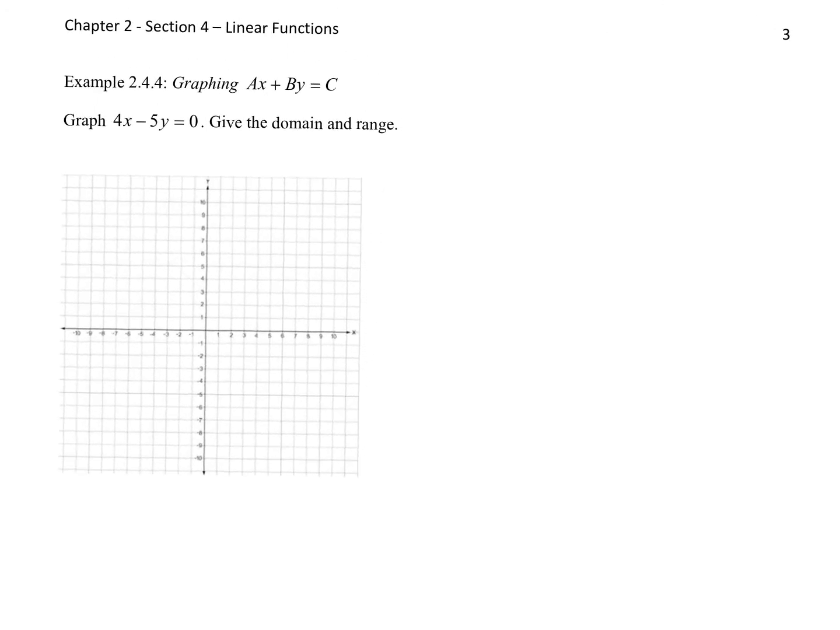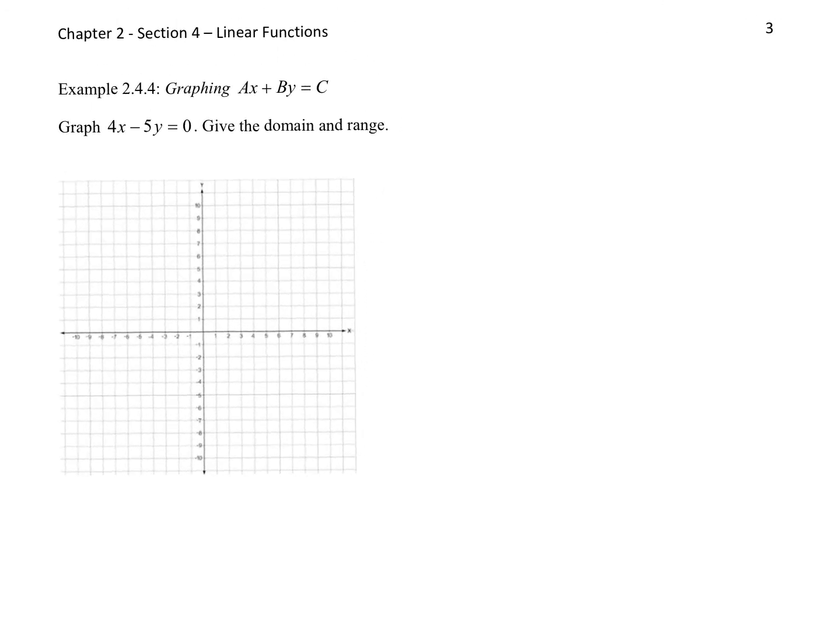The next one's slightly different. It's in what we call standard form. ax plus by equals c is standard form. So I have 4x minus 5y equals 0. It wants me to graph it. I have a couple options. Option 1, I can find my x and y intercepts.